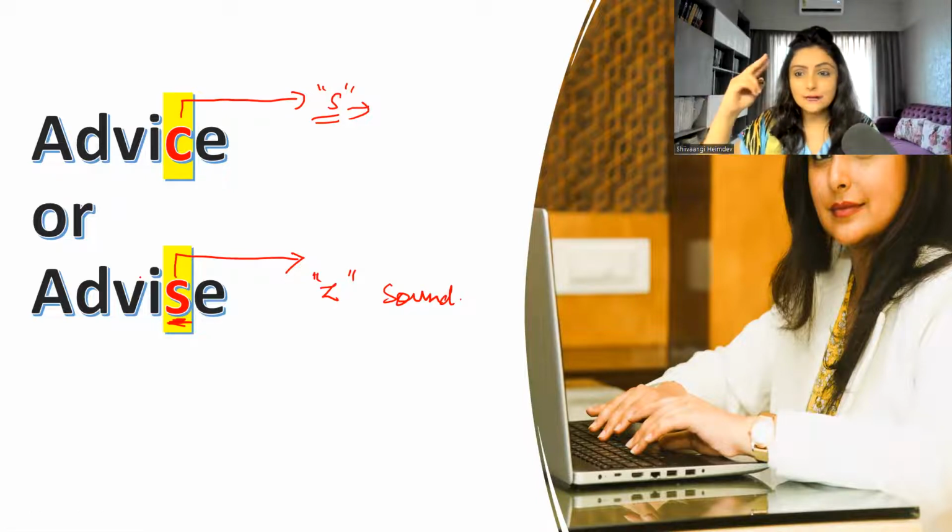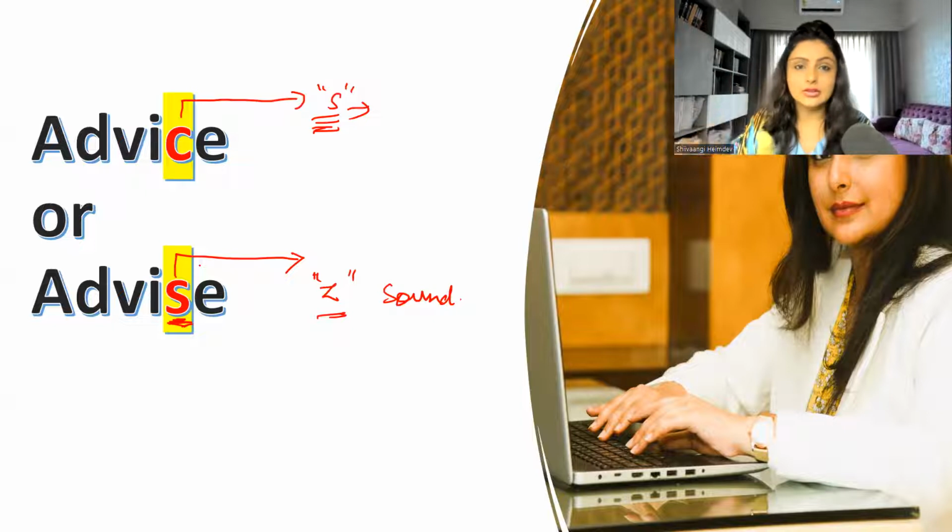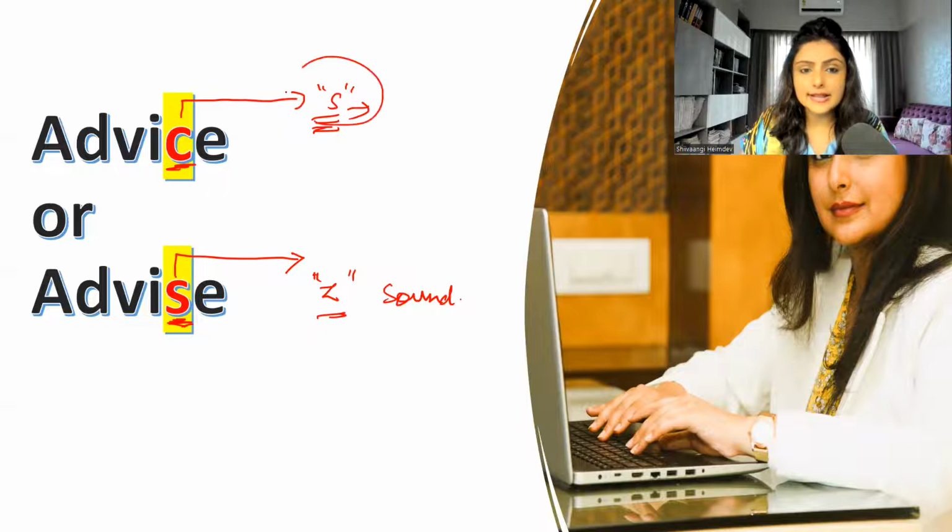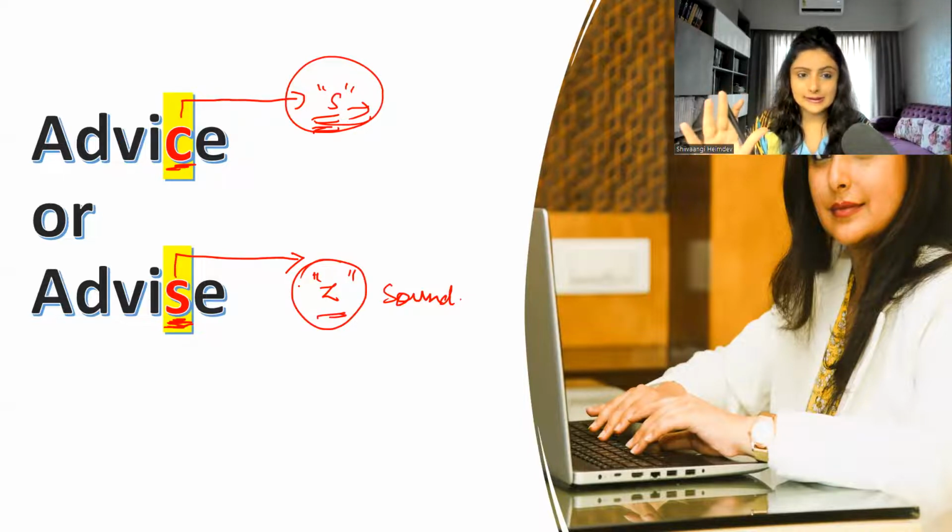Okay, so we have two words on the screen. The first one is advice. Second one is advise. You can pause the video and practice the pronunciation right away. So let's do it again. Advice, S. And second one is advise, Z with S. Remember, just to reinforce this once again, if you have C in your spelling, my friends, the pronunciation will have an S sound in it. And if you have S in it, the pronunciation will have a Z sound in it. So please remember this.